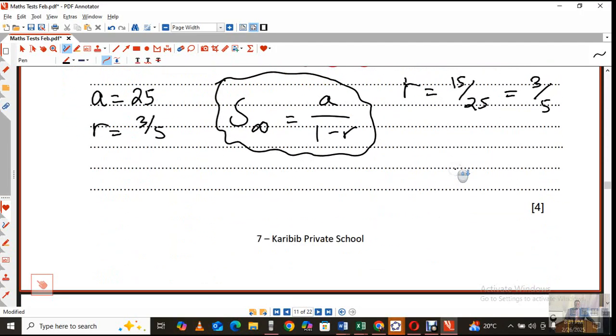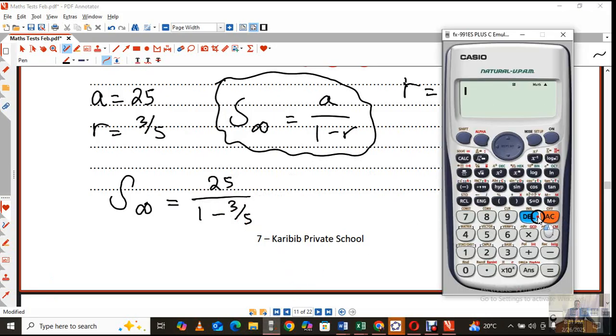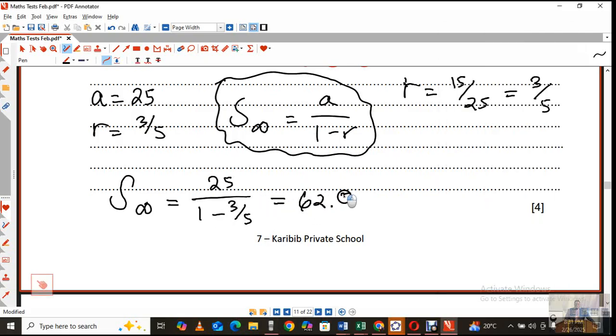Now let's find it. It's just a matter of punching in the stuff and adding it. So the sum to infinity will be 25 for my a, all over 1 minus my r, which is 3 over 5. Grab the calculator and let's see what we are getting. 25 all over, well, 1 minus 3 over 5 is nothing but 2 over 5. Hit equal to: 125 over 2, 62.5. That is the answer.